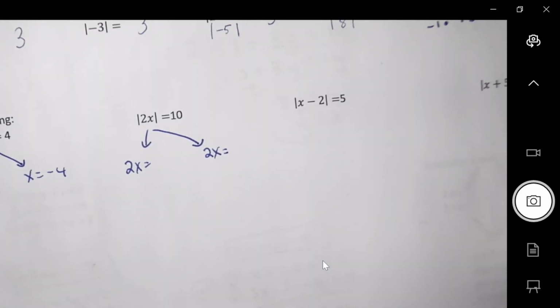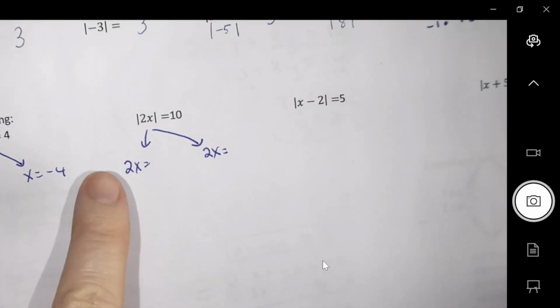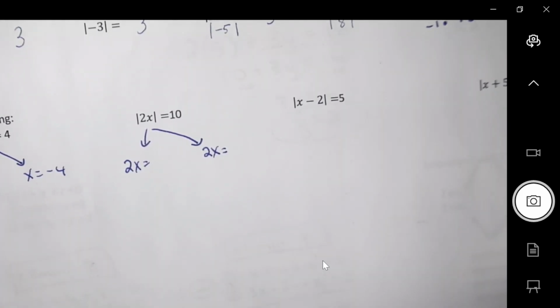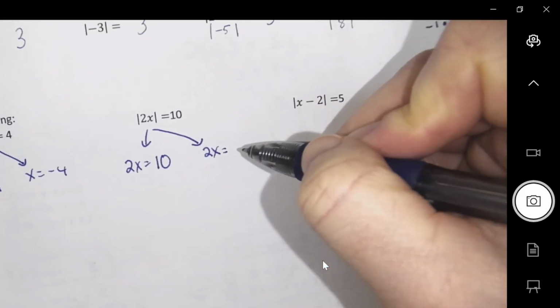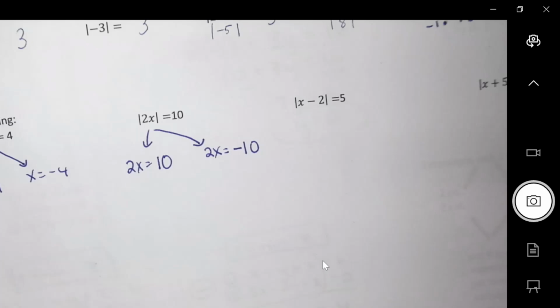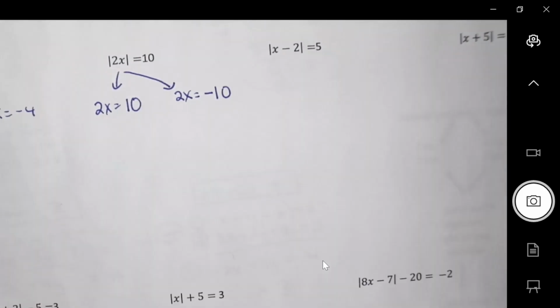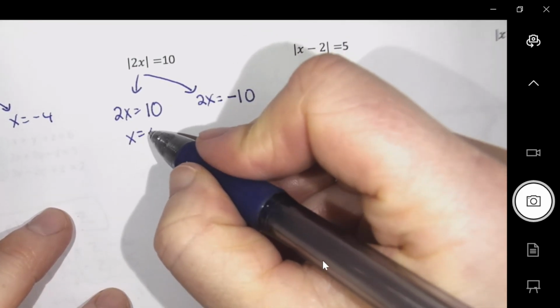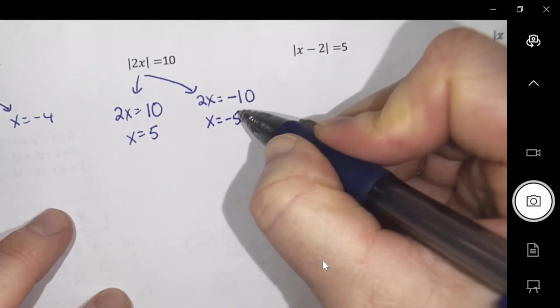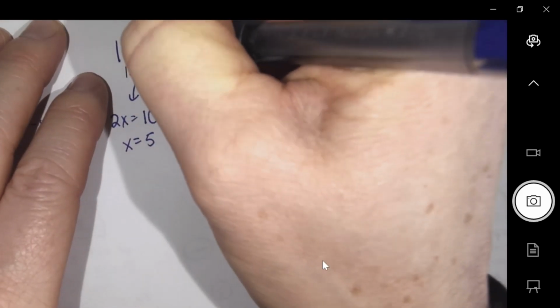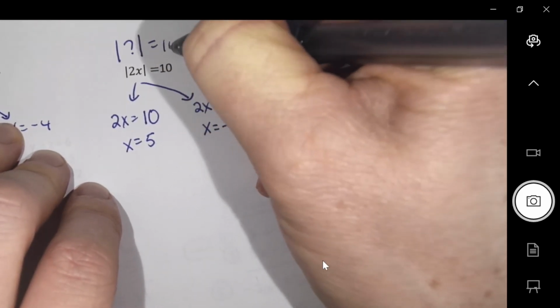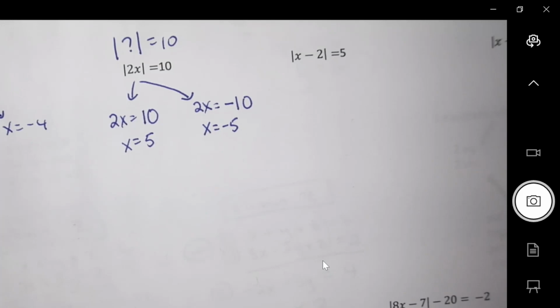Okay, so here, the bracket is 2x. So what could I put inside the bracket? 5 or negative 5. The bracket, the whole thing. I could either put a 10 or a negative 10. Therefore, x could be a 5 or x could be a negative 5. Because I'm saying, what could I put in there to be 10? That's what I'm trying to think about. I could have had a negative 10 in there or a positive 10.